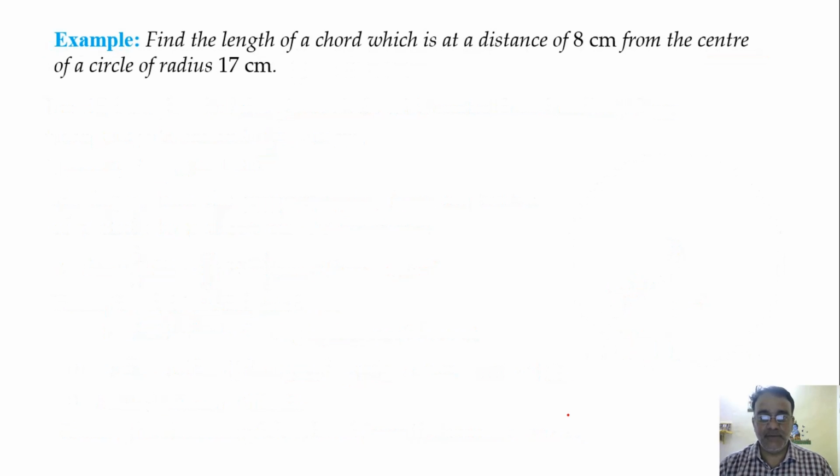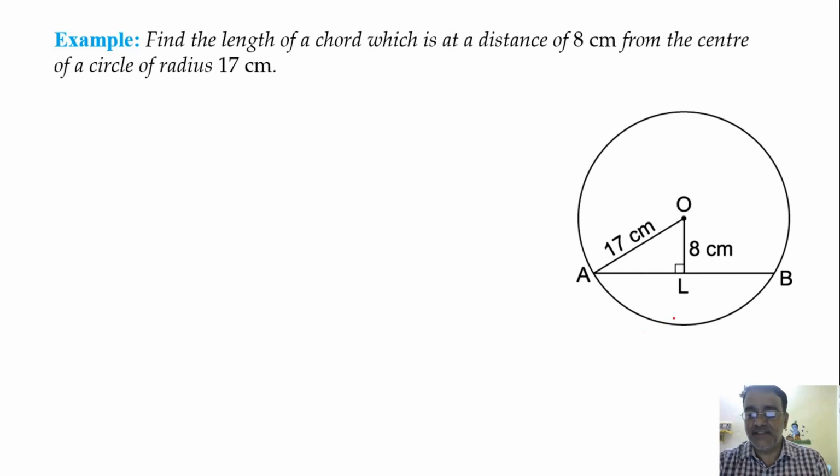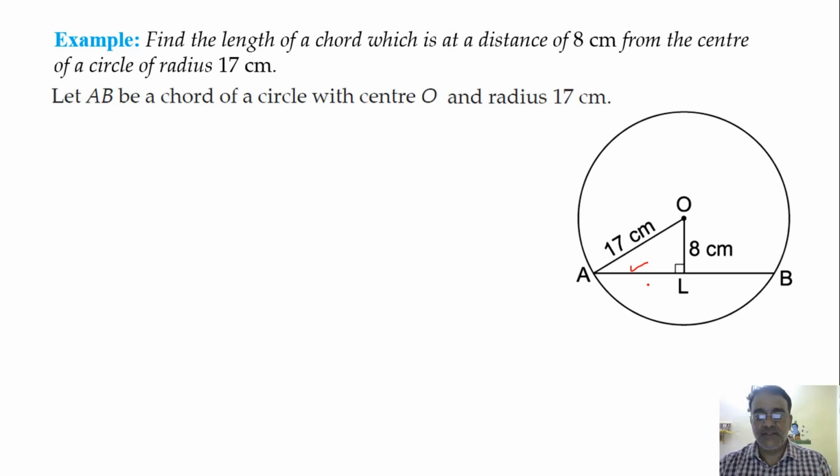Now one more question is there. Find the length of a chord which is at a distance of 8 centimeter from the center of a circle of radius 17 centimeter. तो अभी पिछले क्वेश्चन में हम लोग उसका डिस्टेंस निकाले थे सेंटर से. अभी सेंटर से डिस्टेंस दिया हुआ है, लेंथ ऑफ कॉर्ड निकालना है. ठीक है. So this is the figure and we'll find AL here by using Pythagoras theorem, and AB will be 2 times AL. So we have to write the proper steps for that.